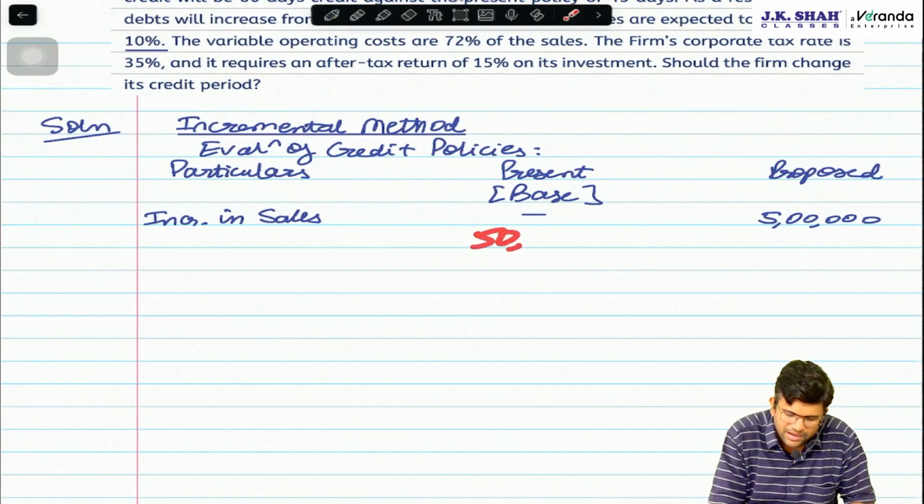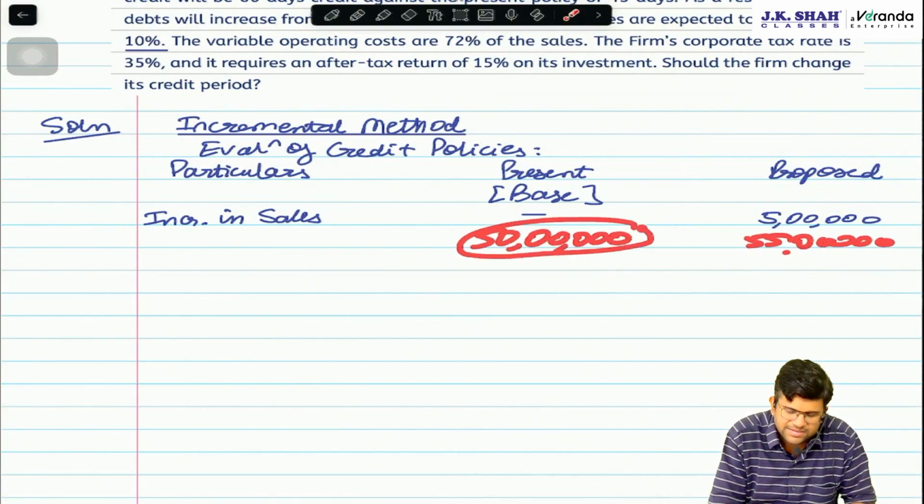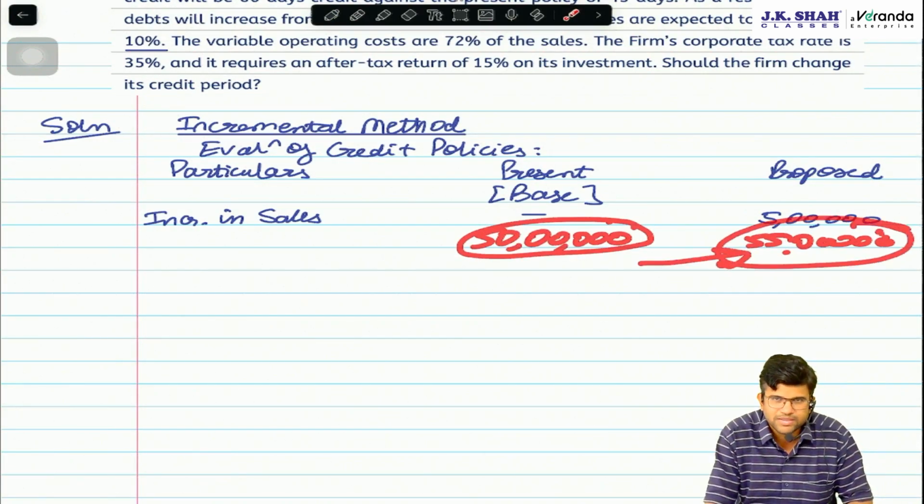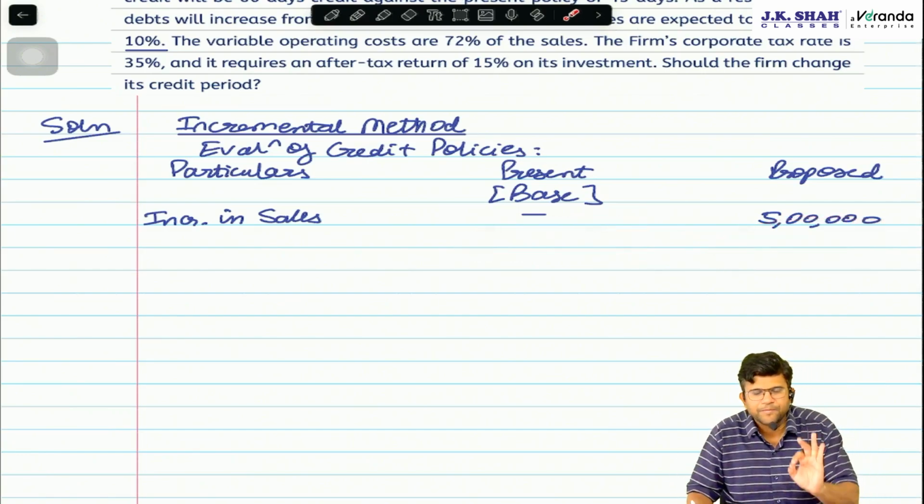See, in the original data, this is 50 and this was 55, correct? So what we are supposed to do is take this as the base and just take incremental data on the proposed policy. Everybody clear? Extra. Can I say increase in sales is 5 lakh? Everybody clear till here? Okay. Next we will move on to variable cost.